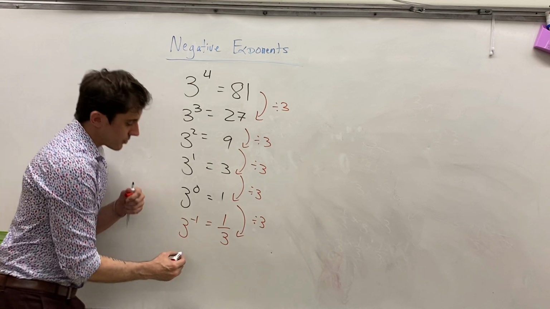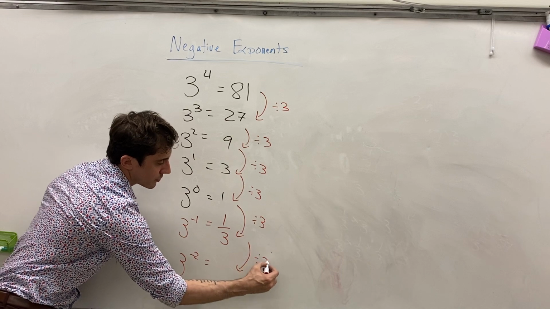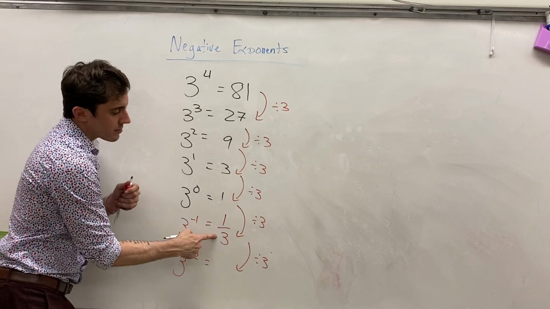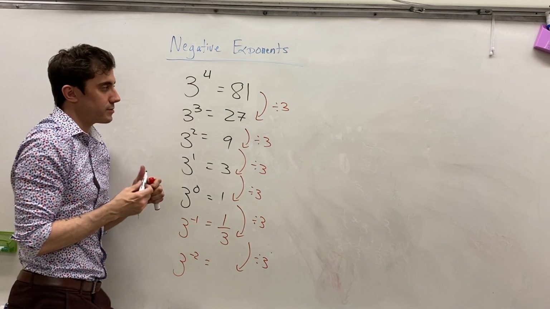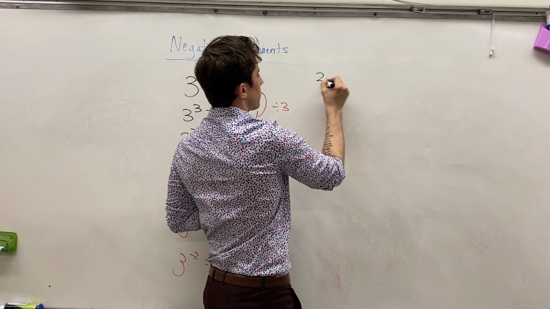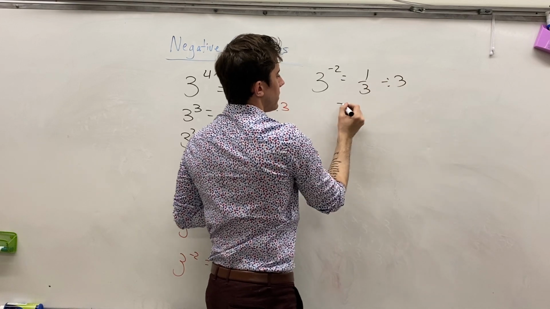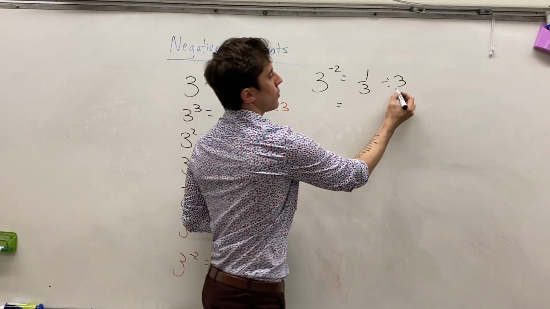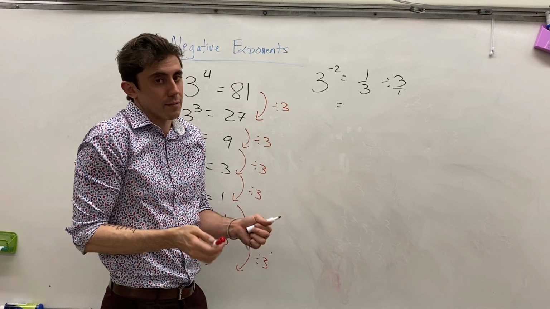Next up, let's look at 3 to the power of negative 2, and it should follow that it still decreases by a factor of 3, and so now we have 1/3 divided by 3. Okay, let's remind ourselves how to actually perform that calculation. So we have 3 to the power of negative 2 is 1/3 divided by 3. Now, I'll remind you that 3 is equivalent to 3 over 1, right? It's an integer, so we can write it over a denominator of 1.